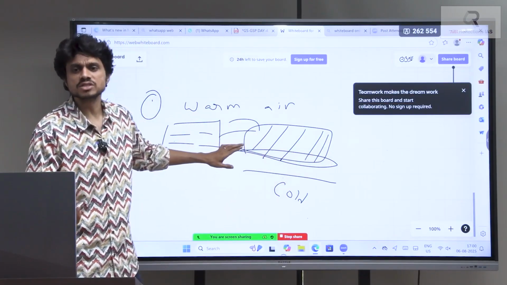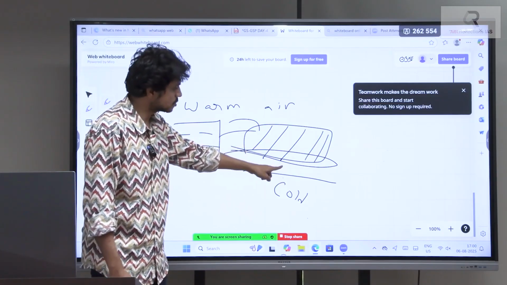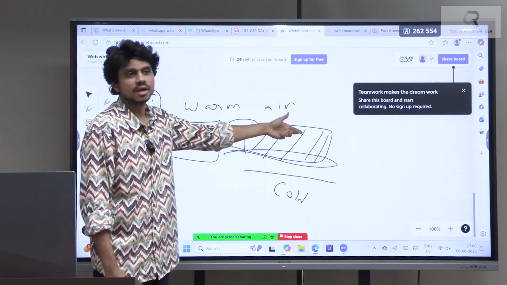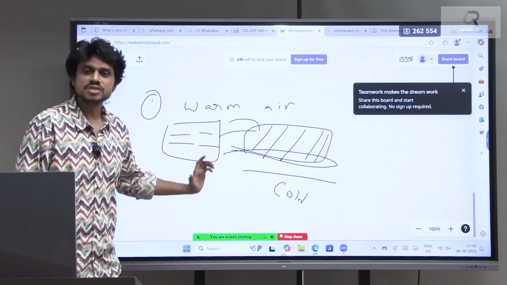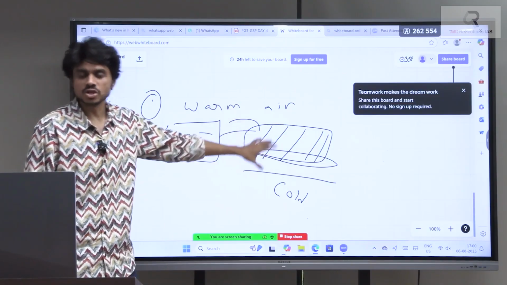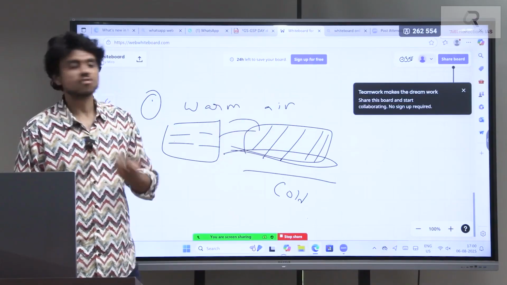Usually all the foggy conditions form in a temperature inversion. So this is a temperature inversion. Here you have the cold air, and as you move up, the warm air increases. We have discussed the concept of temperature inversions, the various ways through which temperature inversion happens. In all those cases, you will get fog formation.